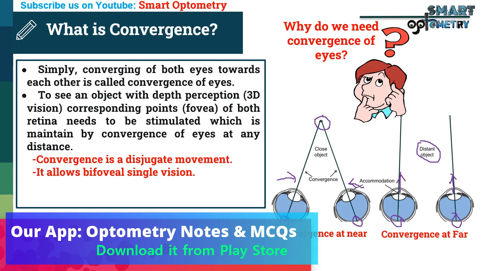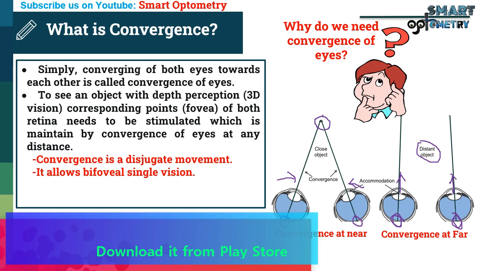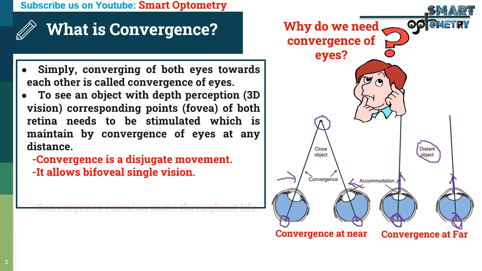As we have already seen, when we are focusing at distance, the fovea of both eyes are getting stimulated, and even if we are focusing at near, the fovea of both eyes are getting stimulated, which is maintained by convergence. Convergence remains the same throughout life. It may get slightly reduced or increased, but it is almost the same throughout life. Remember this point: convergence remains the same throughout life and accommodation gets reduced with age.